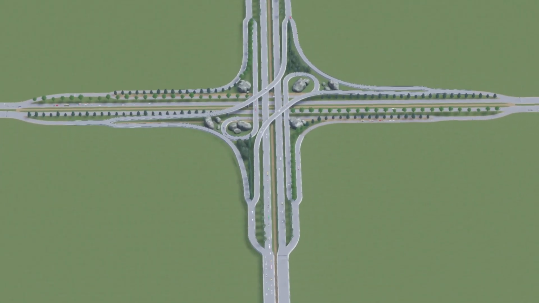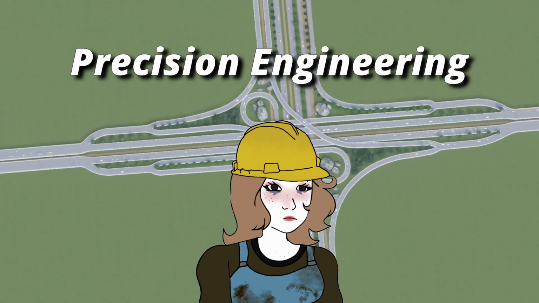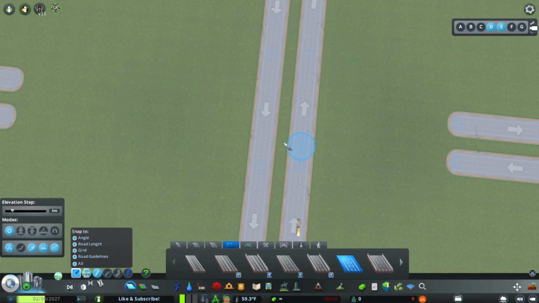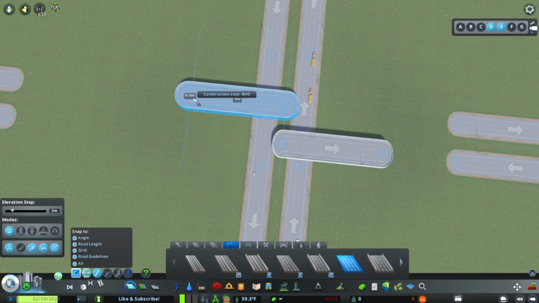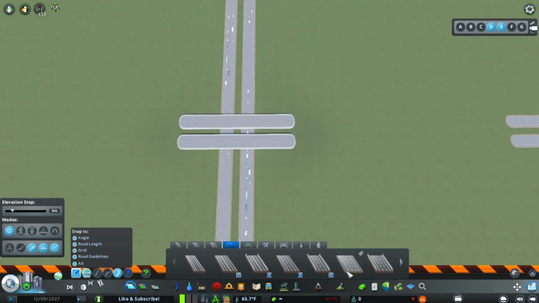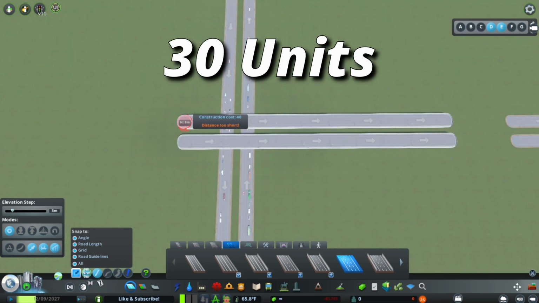While it is built totally vanilla, I am using precision engineering for easier measurement. To start, create an overpass of elevated highways at 9 meters or 3 elevation steps high. Starting from the center, going 10 units out on each side, and then bring the highways out another 30 units or so, like this.